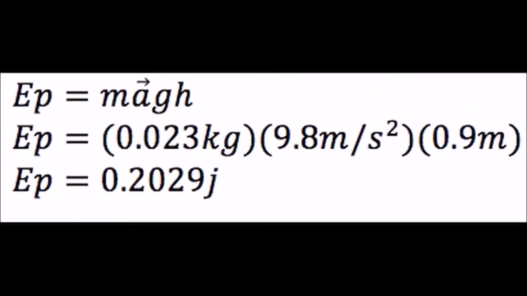To figure this out, I use the equation potential energy equals mass times acceleration due to gravity times height. This gave me potential energy equals 0.023 kilograms times 9.8 meters per second squared times 0.9 meters. By doing the calculations, I figured out that potential energy is 0.2029 joules.